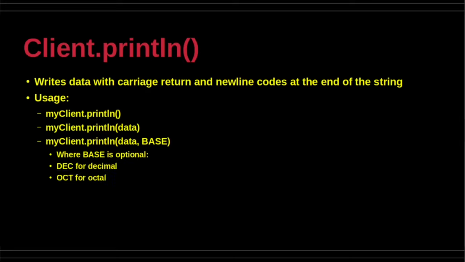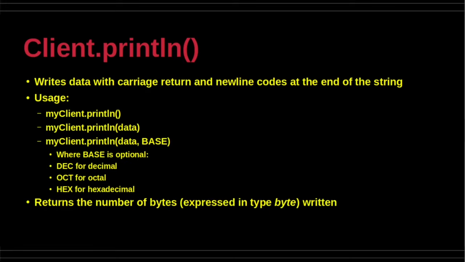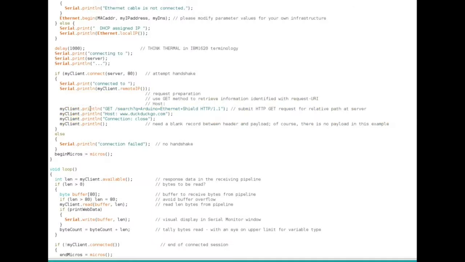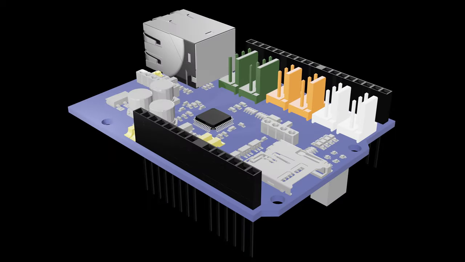This method is useful in displaying data to the serial monitor window. The difference between print and println is that the latter appends 2 bytes for carriage return and new line ASCII codes at the end of the output.